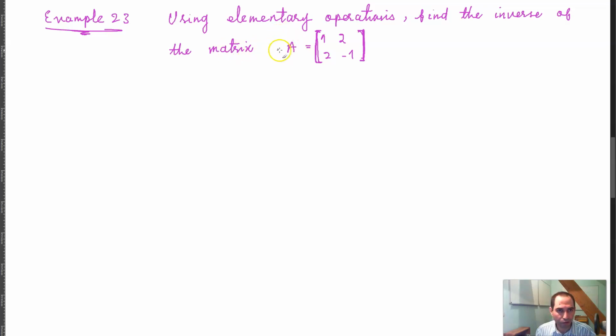Now, if you have any matrix A, you can write it as A times I, which is the same thing as A, or you can write the same matrix as I times A.